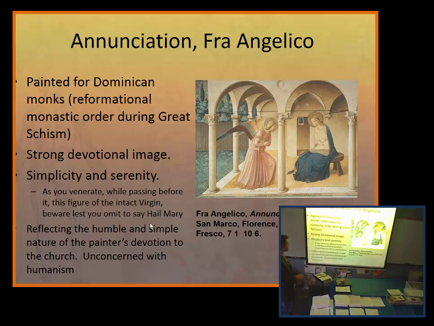So as you venerate while passing before it this figure of the intact Virgin, beware lest you omit to say Hail Mary. This is sort of an inscription with Angelico's work. Simplicity and serenity are good descriptive words to use here. Simplistic, serene, peaceful.